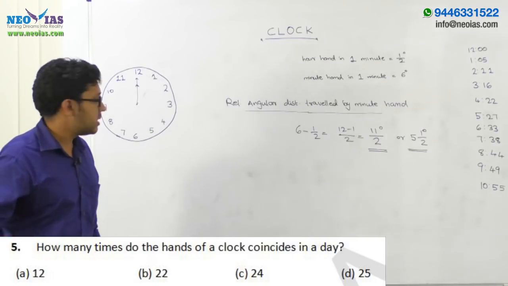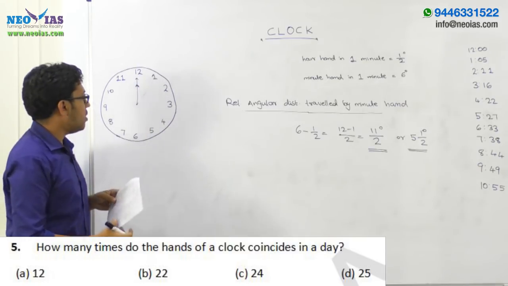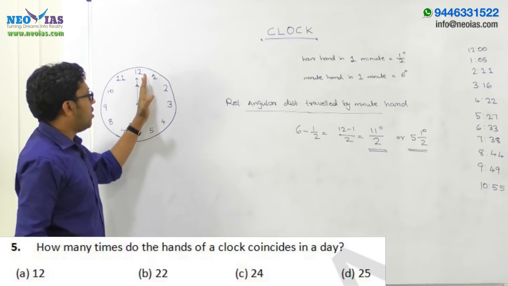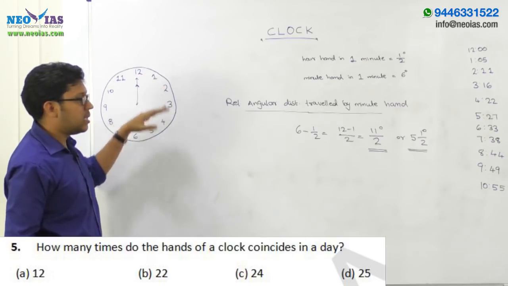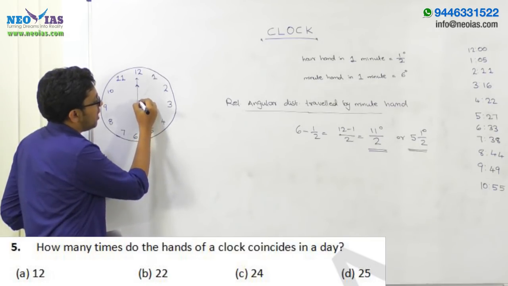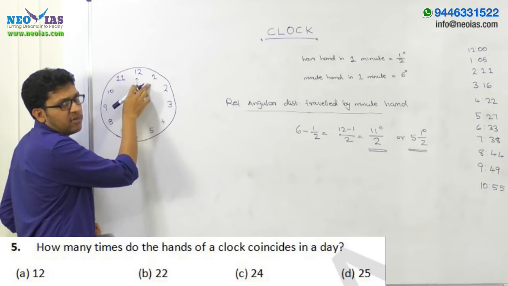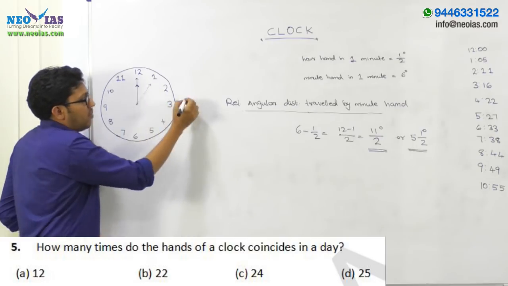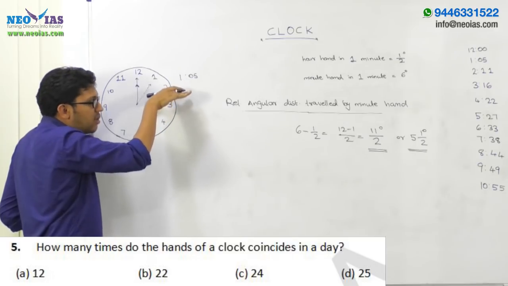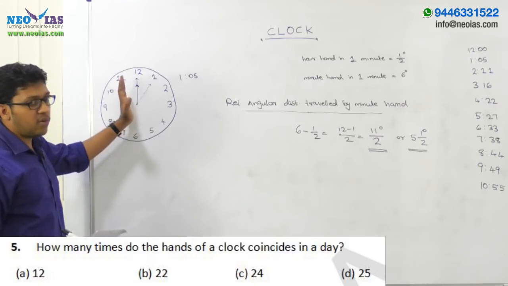Again going for the coincidence, consider that at 12 o'clock there is a coincidence, that is the hour hand overlaps with the minute hand. After that, when will be the next coincidence? That is what we are going to find out. When we look at the clock, the next coincidence will be just after 1:05, not exactly at 1:05, just after 1:05 there will be the next coincidence after 12 o'clock. That exact time we are going to find out.